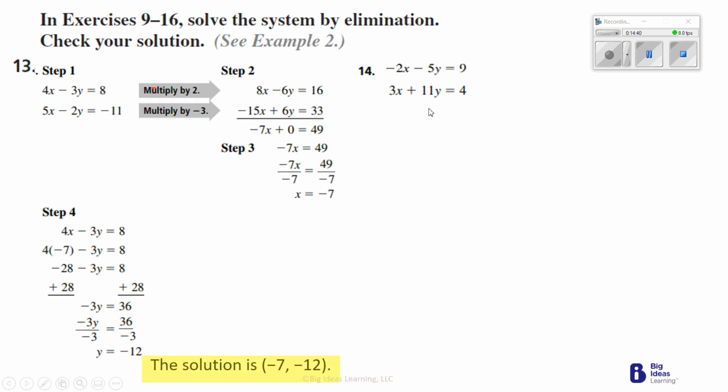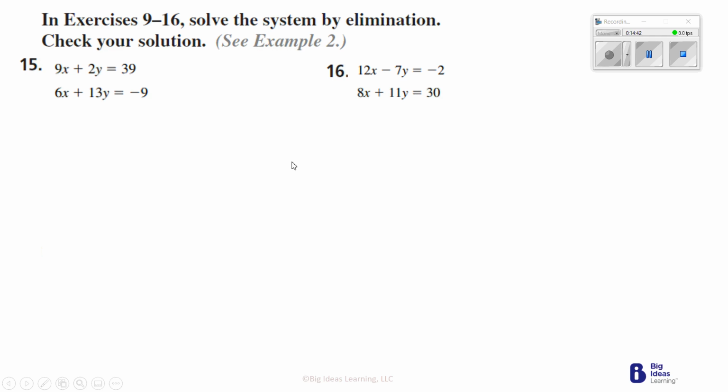You have number 14 to do. Number 15, I've got 9x plus 2y equals 39. I have 6x plus 13y equals negative 9.